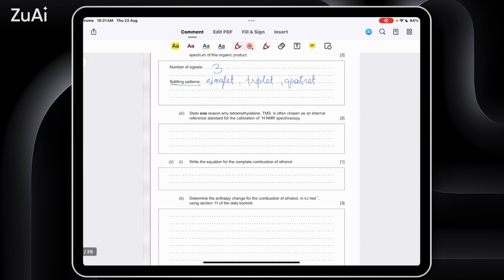State one reason why tetramethylsilane, TMS, that's the solvent, is often chosen as an internal reference. That's why, because it is having the singlet and it does not have a splitting pattern. That's the reason. And it is not going to react. It is very inert and it is soluble. So these are 3 reasons: inert, soluble, and no splitting pattern.